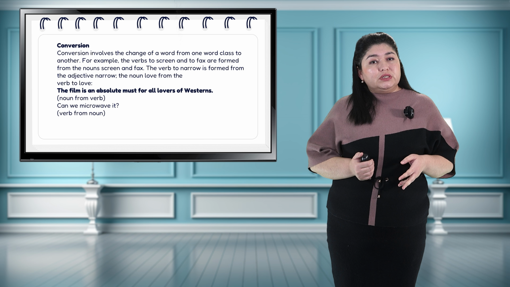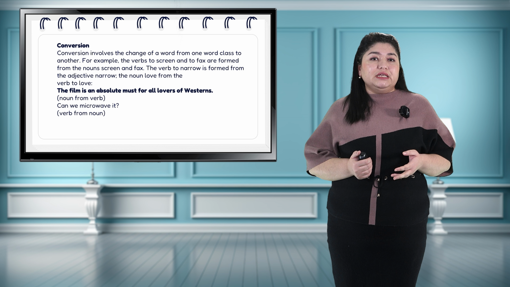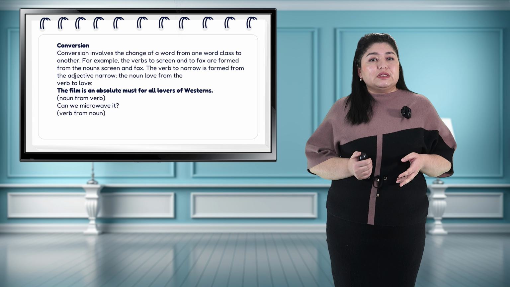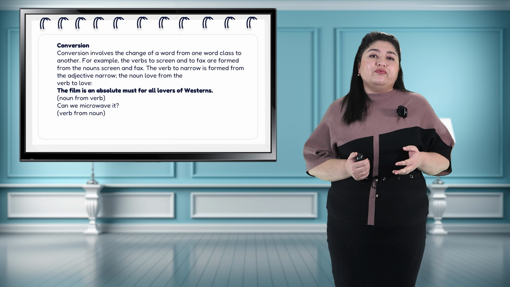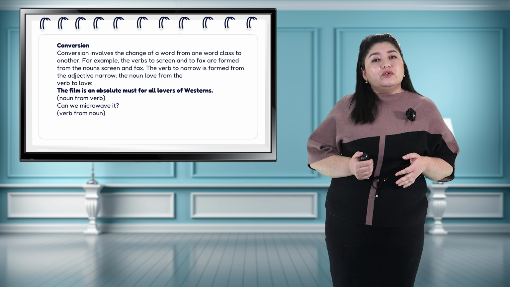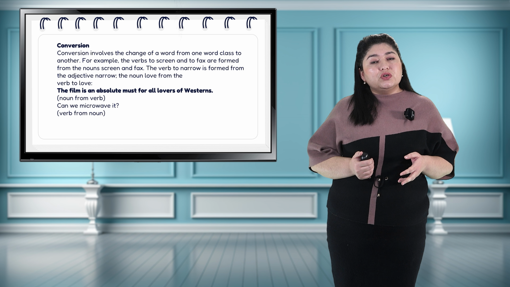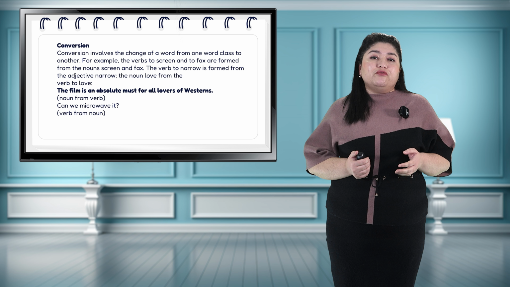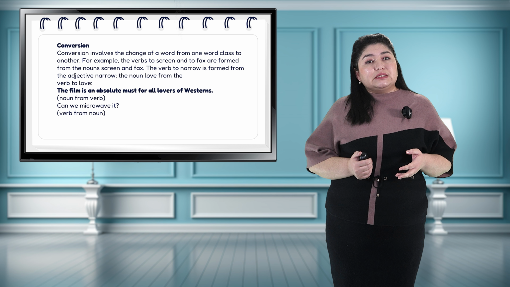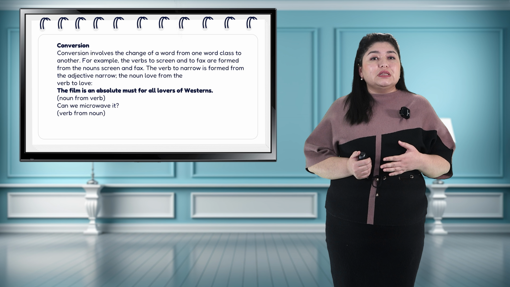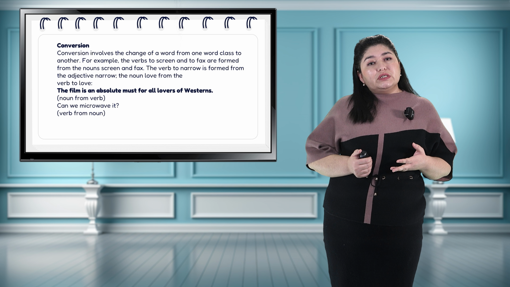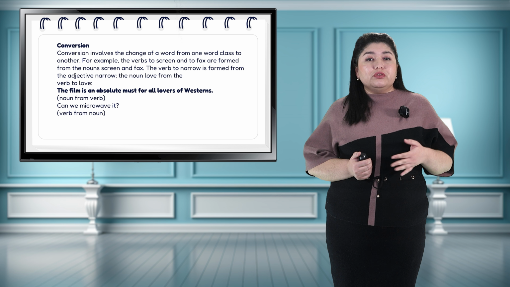Conversion involves the change of a word from one word class to another. For example, the verbs to screen and to fax are formed from the nouns screen and fax. The verb to narrow is formed from the adjective narrow. The noun love from the verb to love. For example, the film is an absolute must for all lovers of Westerns. Here the word lovers is a noun in plural form.